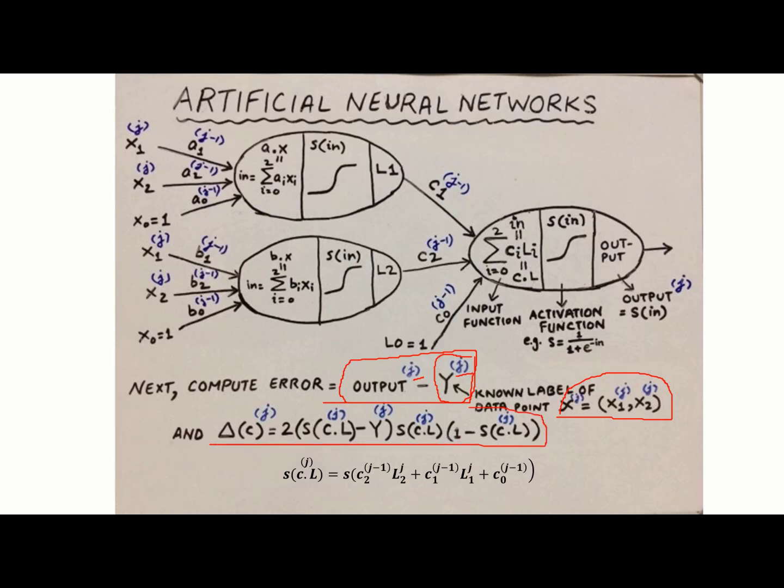So the expression is the same as before, except that we have to be careful about what exactly we mean by the SC.L for the current iteration. So this is defined here. Remember, SC.L for the current iteration is the sigmoidal function applied to the input, which is the sum of C2 previous iteration multiplied by L2 current iteration plus C1 previous iteration times L1 current iteration plus C0 J minus 1, which is the previous iteration.